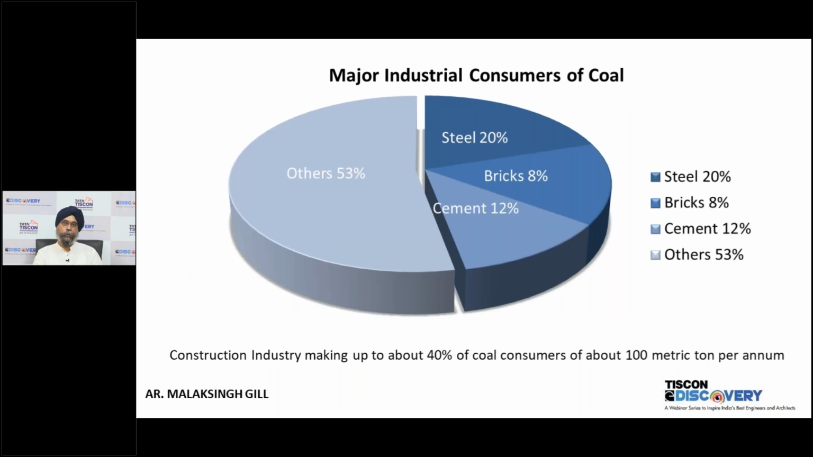This is to just take stock of what are the materials that our industry majorly uses. And we all know that coal is an extremely inefficient source of energy. And what are the major industrial consumers of coal? It is our building industry. You have steel, you have burnt bricks, and you have cement. That majorly consumes coal in this industry.